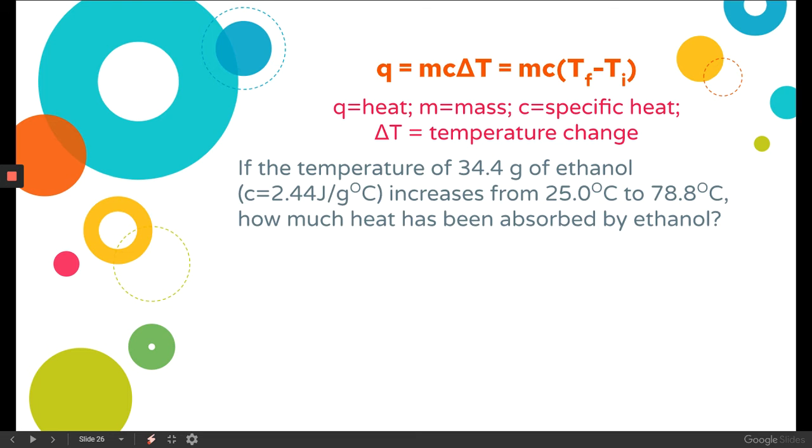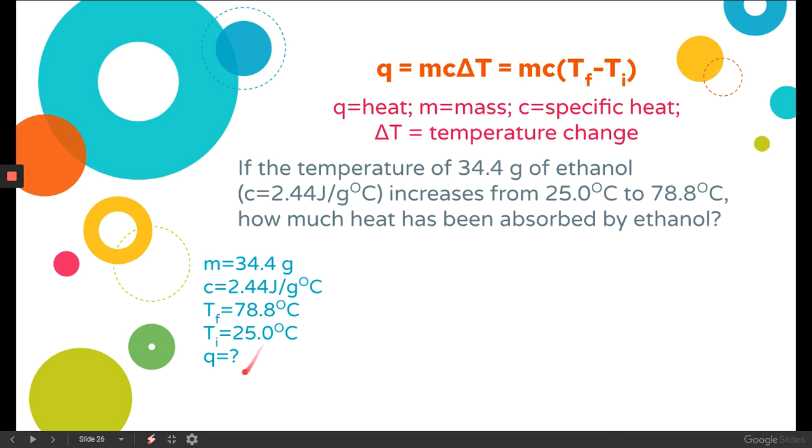Step 1, let's write down what we know. So we know that our mass of ethanol is 34.4 grams. We know our specific heat. We know the final temperature because it tells us that it increases from 25 degrees Celsius, that'll be our initial temperature, to 78.8 degrees Celsius, which is how we know that that's our final temperature because that's the last one we have in a from-to relationship.